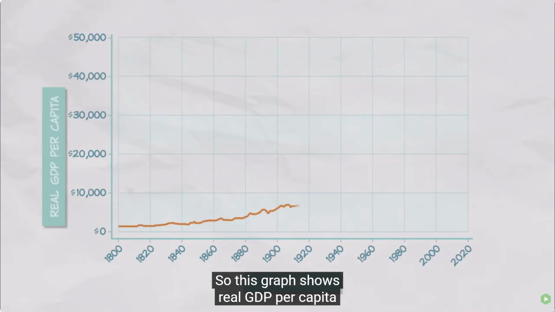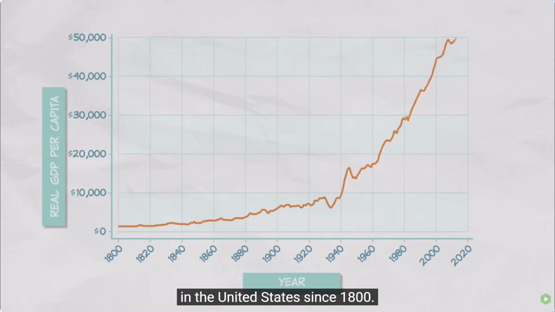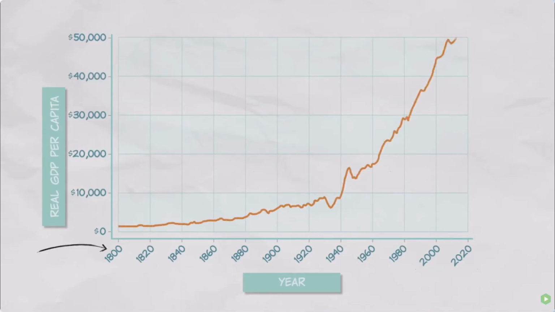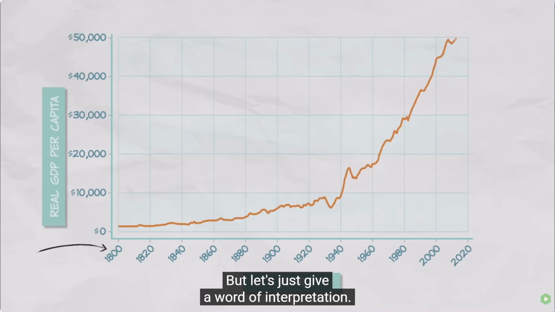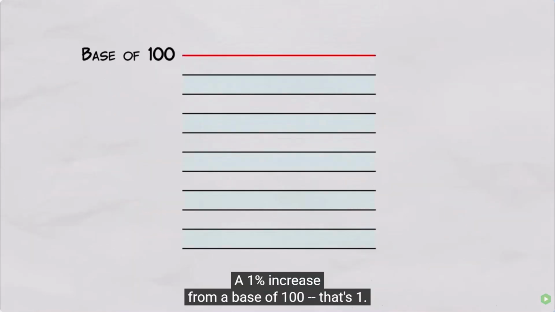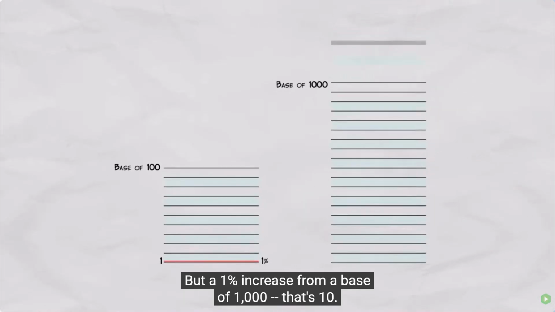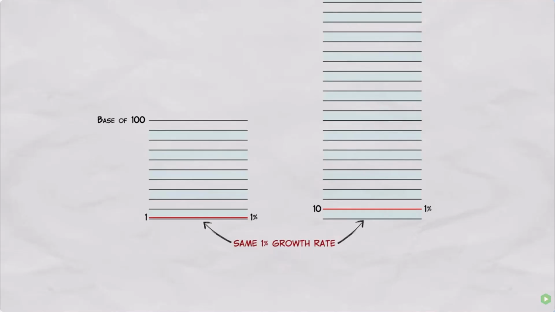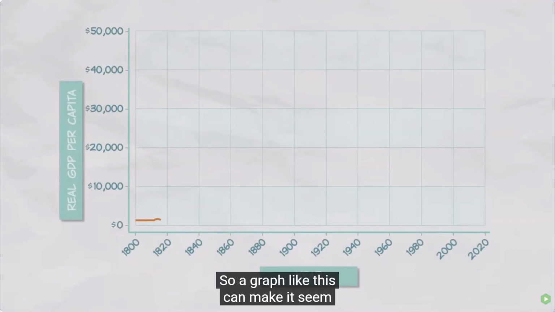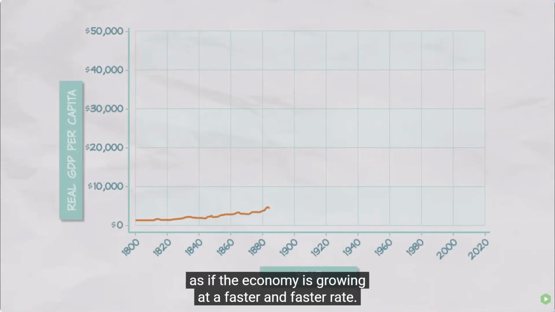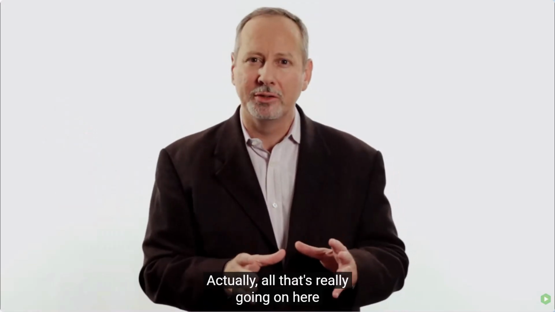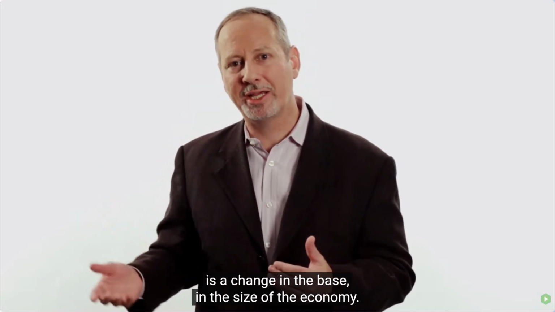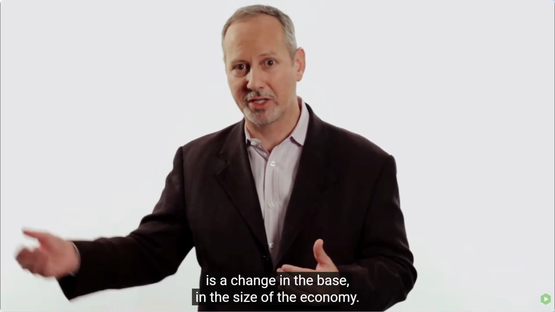So this graph shows real GDP per capita in the United States since 1800. But let's just give a word of interpretation. A 1% increase from a base of 100, that's 1. But a 1% increase from a base of 1,000, that's 10. So a graph like this can make it seem as if the economy is growing at a faster and faster rate. Actually, all that's really going on here is a change in the base, in the size of the economy.